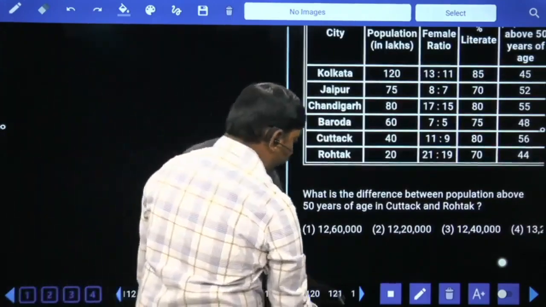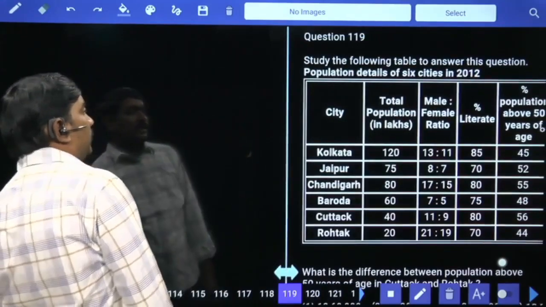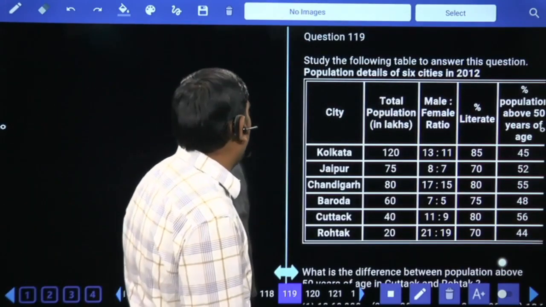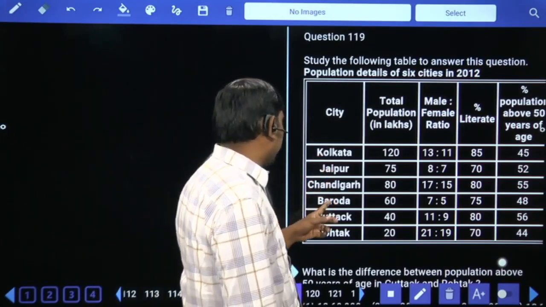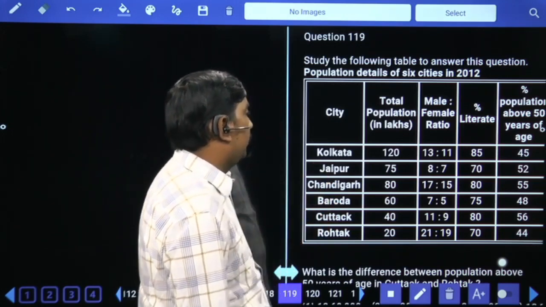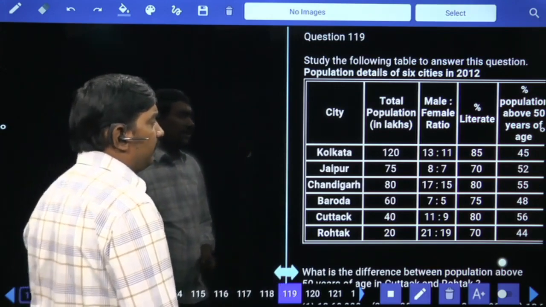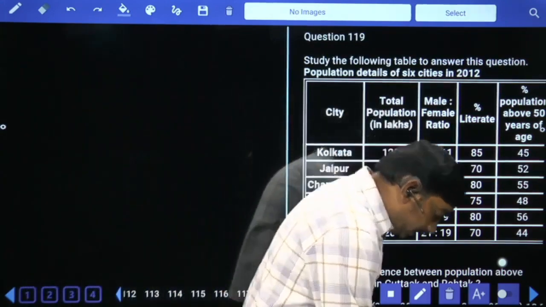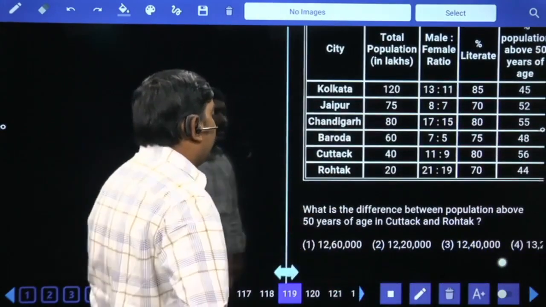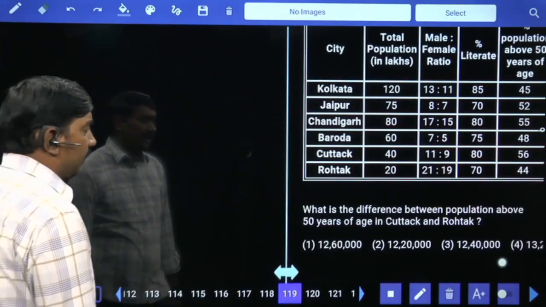Next. Study the following table to answer the questions. Population details of 6 cities in 2012: Kolkata, Jaipur, Chandigarh, Baroda, Cuttack, Rohtak. Total population, male to female ratio, percentage of literate, percentage population above 50 years of age. First one. What is the difference between the population above 50 years of age in Cuttack and Rohtak?